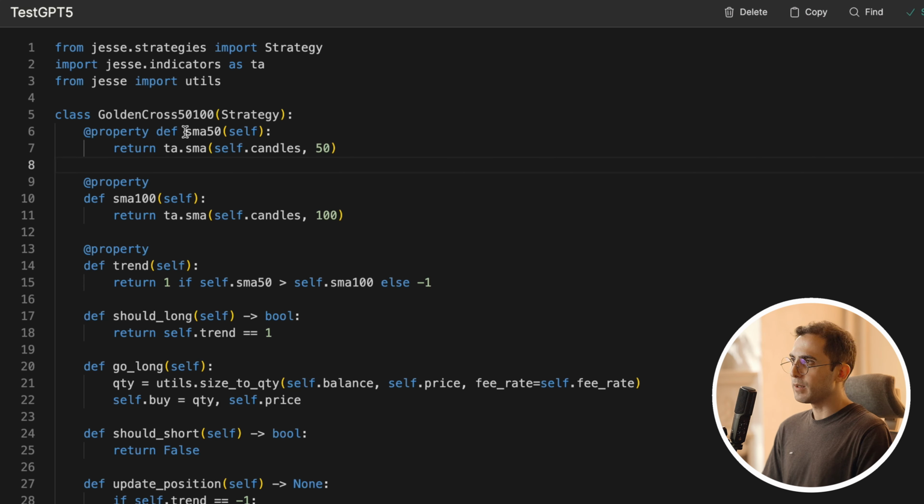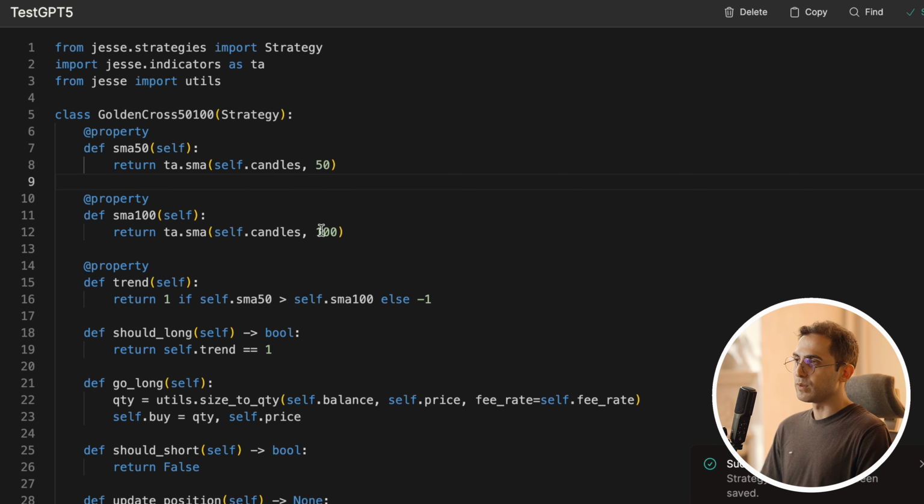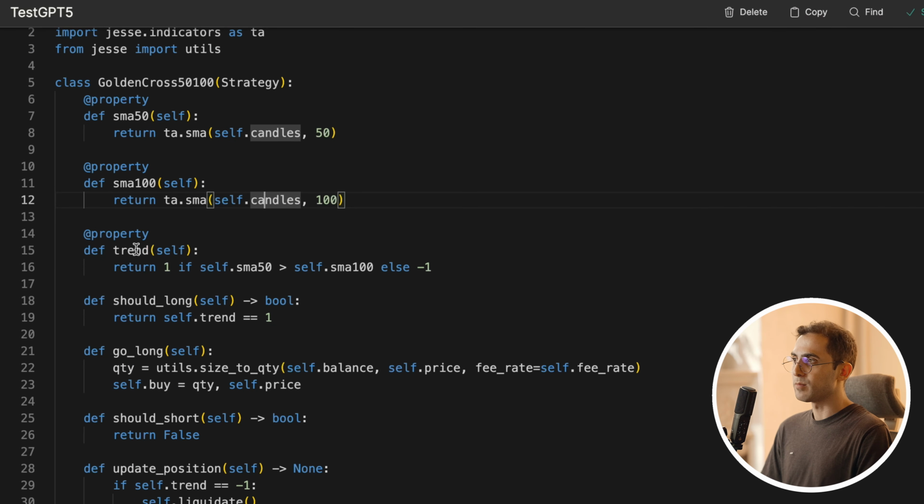So it defined a moving average with the syntax ta.sma for an SMA with the period of 50. By the way, this should also be like this. It defined another one with the period of 100. It passed the current candles, which is the correct syntax in Jesse. It defined a property for trend, return 1 if the moving average 50 is above 100, otherwise -1 for a downtrend. So that's perfect.